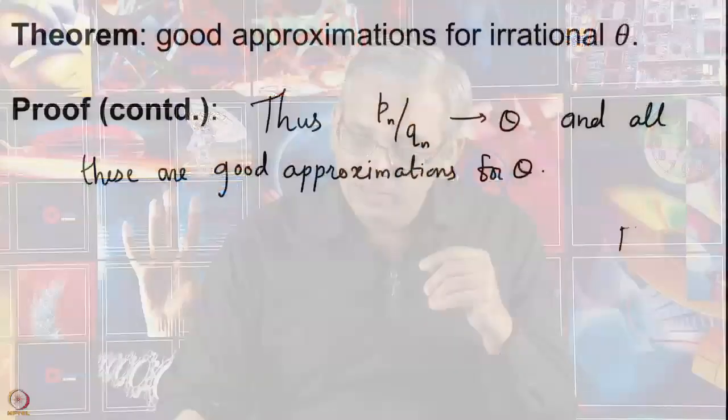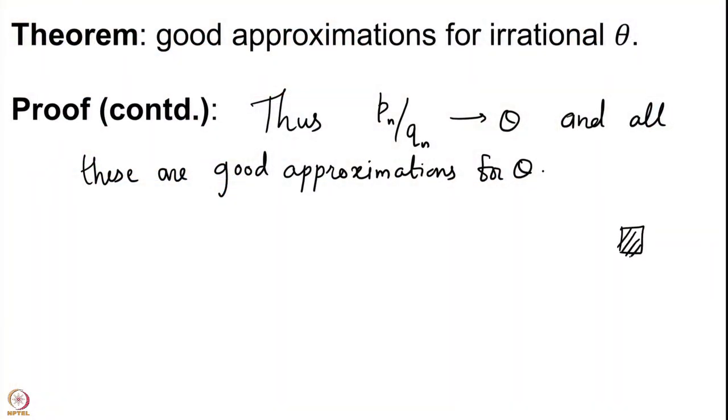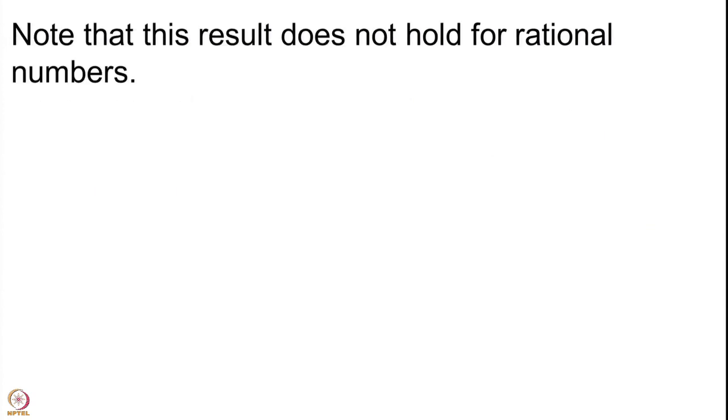Here we have of course used that our theta is an irrational number and not a rational number. Therefore, we get this result that there are infinitely many rational numbers giving good approximations to this irrational theta. This result, however, is not true for a rational number. Let us draw our usual square box to denote that this theorem is complete.